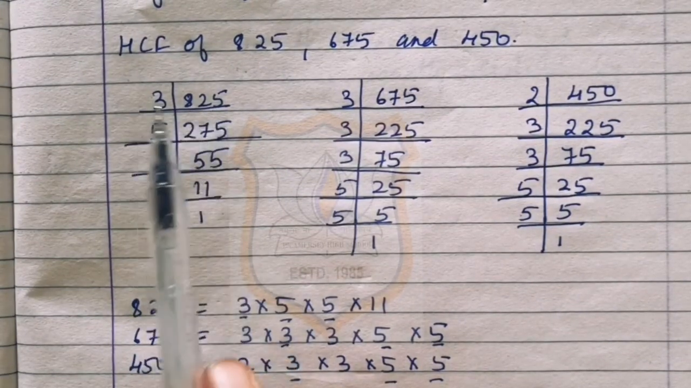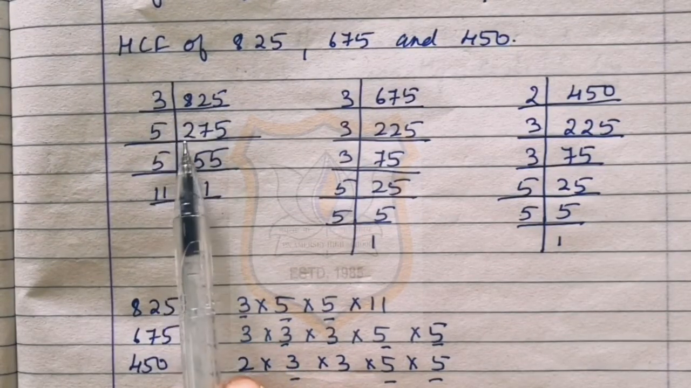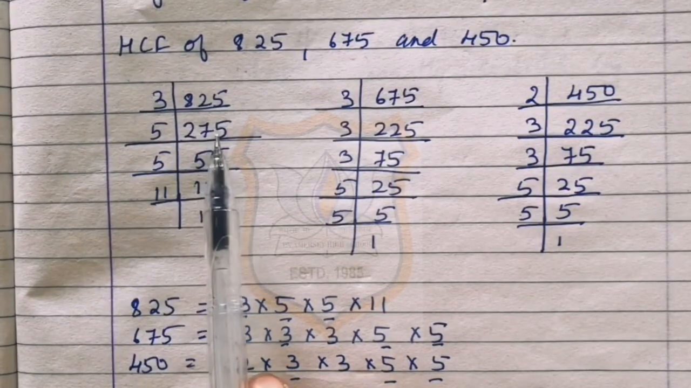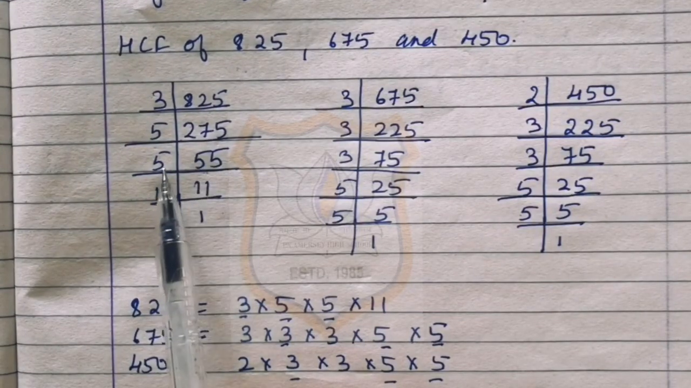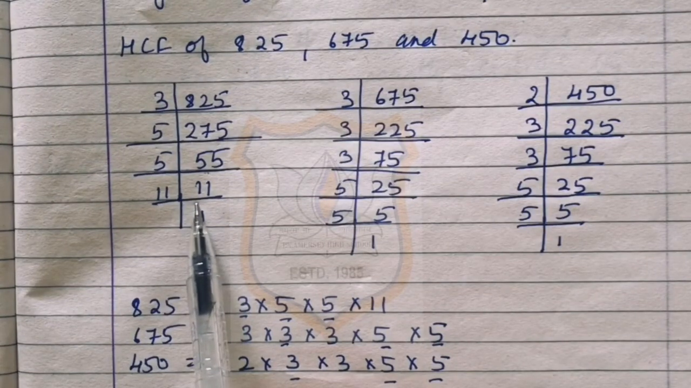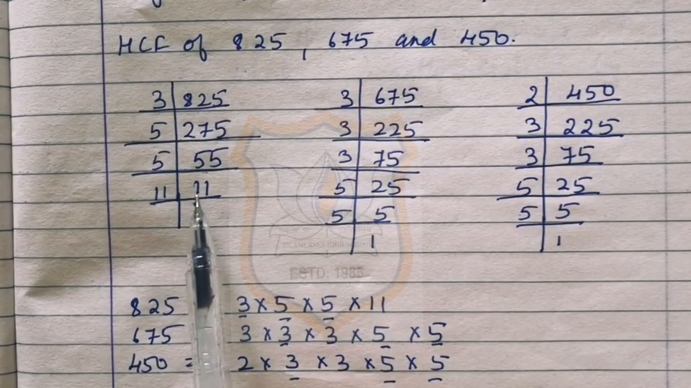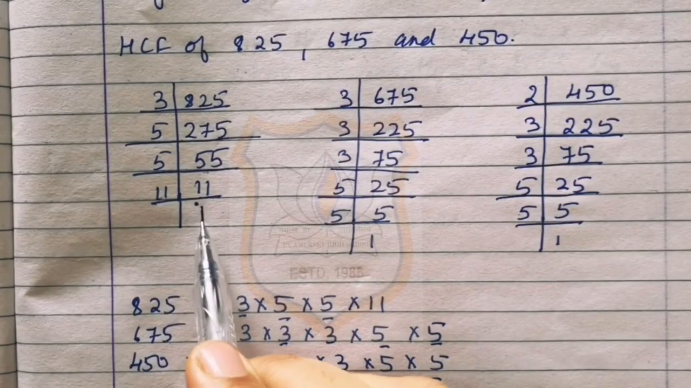We will divide this 825 by 3. And by dividing these two numbers, we will get 275. Here the unit digit is 5, so we will divide this 275 by 5. By dividing these two numbers, we will get 55. Now we will divide this 55 by 5. By dividing 55 by 5, we will get 11. 11 is a prime number, so we will divide 11 by 11. So by dividing these two numbers, we will get 1 as a quotient.